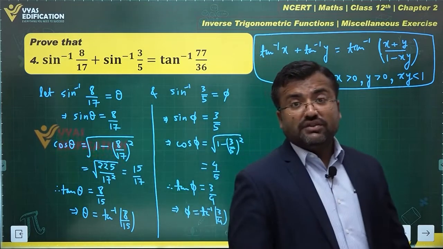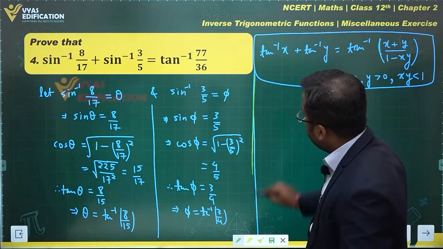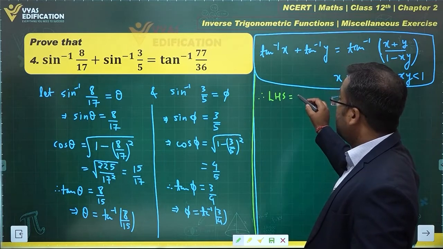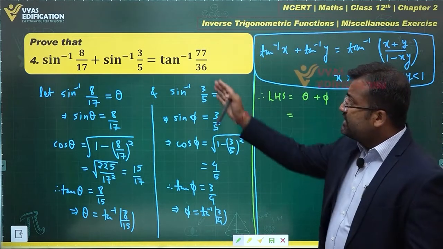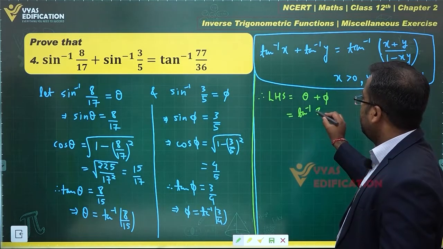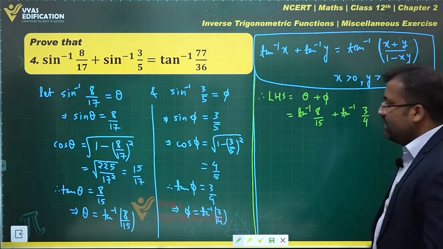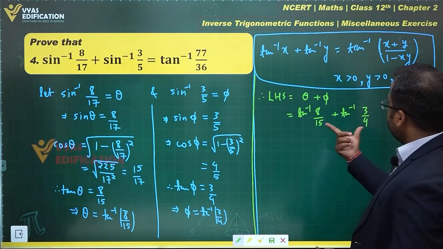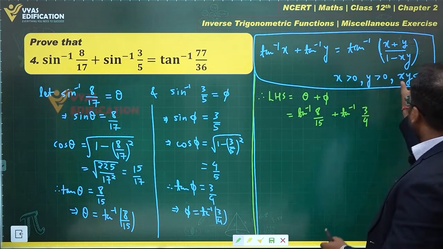Once you have found the values of theta and phi, because you started with theta and phi, you found that value again. So, the LHS is theta plus phi, which is actually equal to what? In the LHS, you have theta plus phi, which is equal to tan inverse 8 by 15 plus tan inverse 3 by 4. This is what you have. And if you observe, this is a positive product. The product, as you can clearly see, is 24 upon 60, which is less than 1. The product is less than 1.